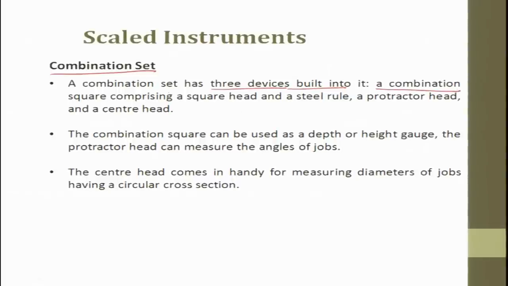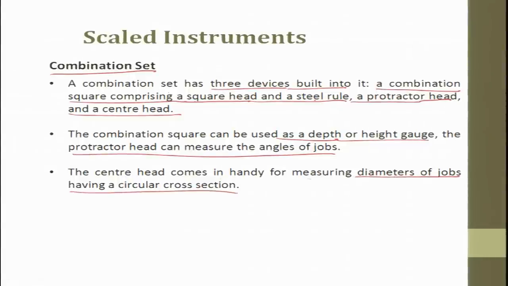A combination set has three devices built into it: a combination square comprising a square head and a steel ruler, a protractor head and a center head. It has three. What are they? A square head and a steel ruler, a protractor head and a center head. The combination square can be used as a depth or a height gauge. The protractor head can be used as an angle gauge to measure the angle of the job. The center head comes in handy for measuring the diameter of a job having a circular cross section. So, is it clear? So, here is one square, protractor and then center head. The combination square can be used as a depth or a height gauge.